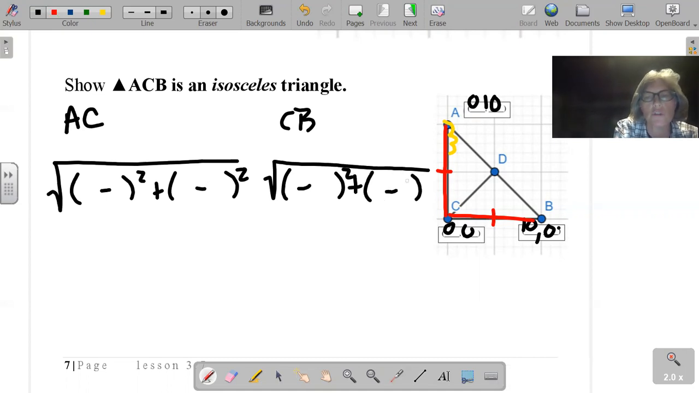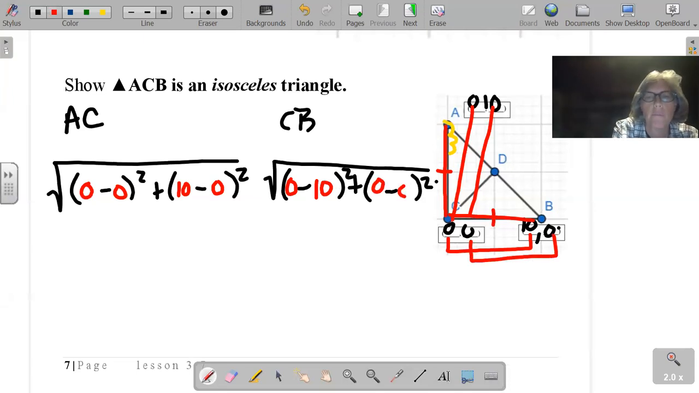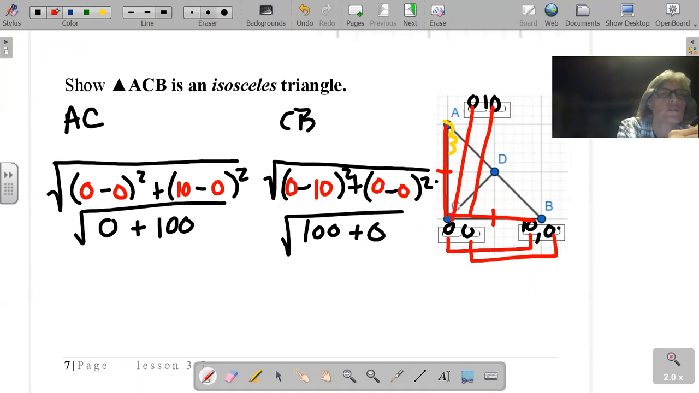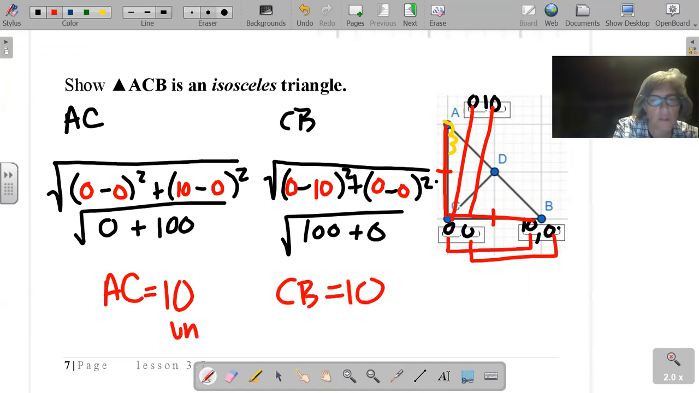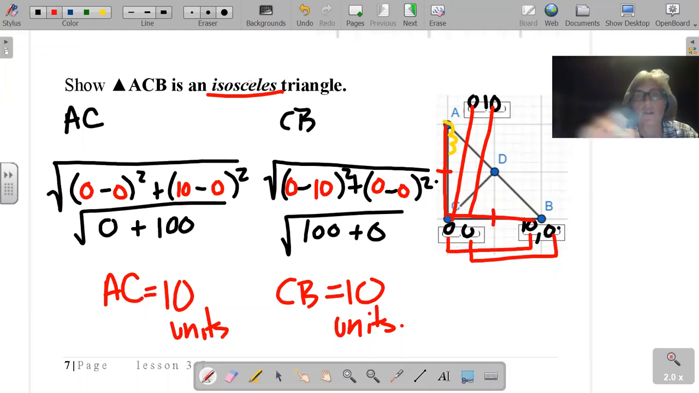Please require your classmates to do a template first. Now, physically connect your numbers. So X to X, Y to Y. Going this way, X to X. Notice I'm physically connecting numbers. Y to Y. You do your math. Of course, this is 0, this is 100, this is 100, 0. Square root. And you are getting AC is 10, of course. And CB is also 10 units. You just proved it's an isosceles triangle.